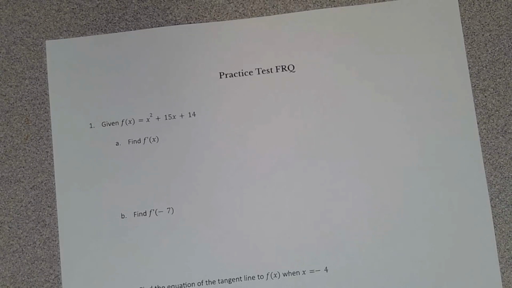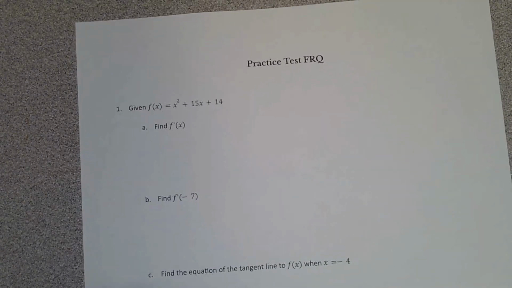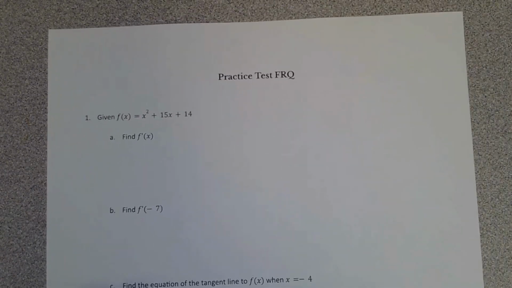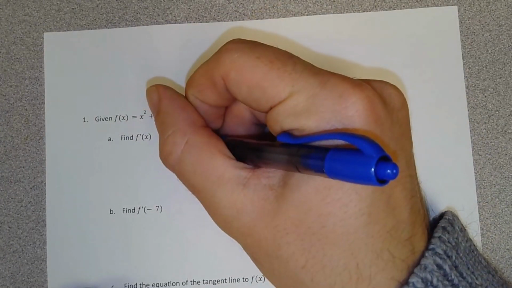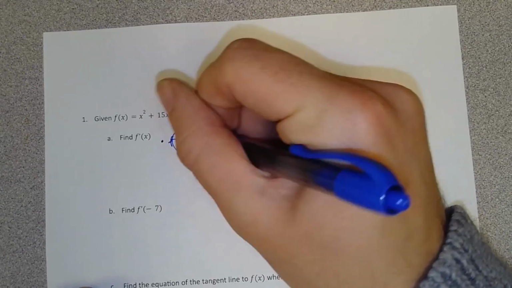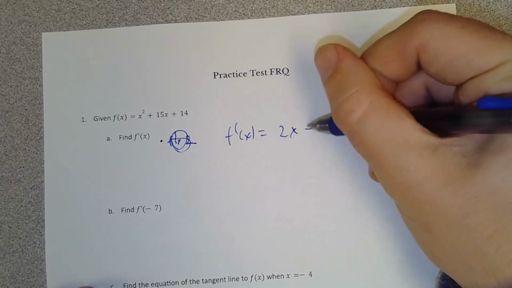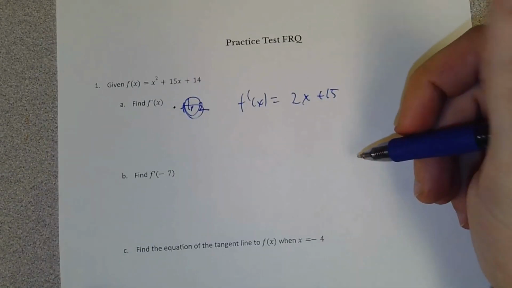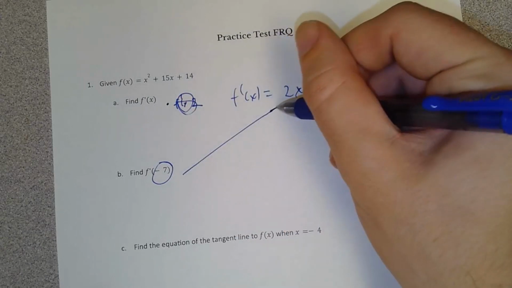Okay, guys. FRQ number 1. Given f of x equals x squared plus 15x plus 14, find the derivative f prime of x. Do some power rule here. So the derivative is just going to be 2x plus 15. Easy, easy, peasy question. The derivative at negative 7 just means plug in negative 7 into that.